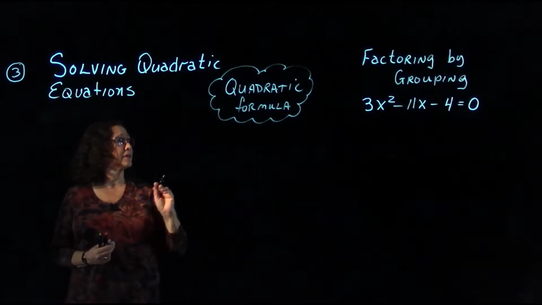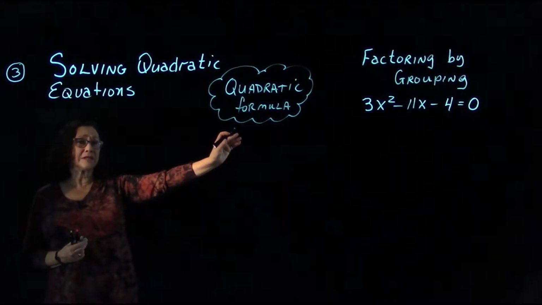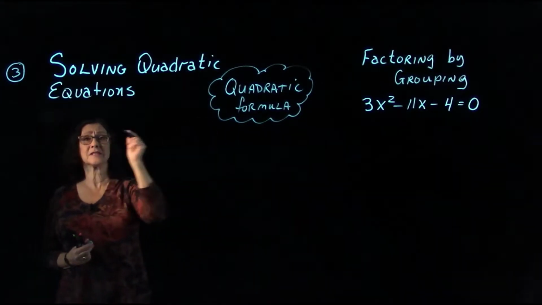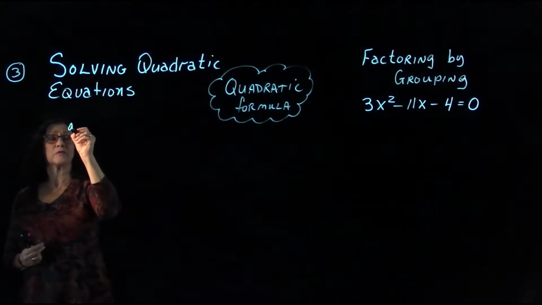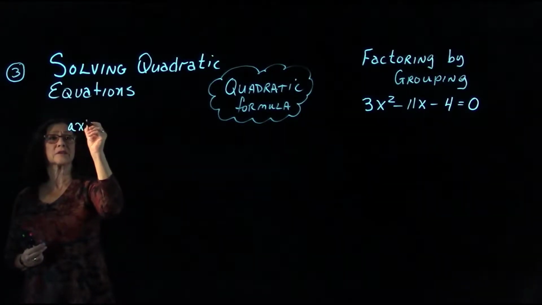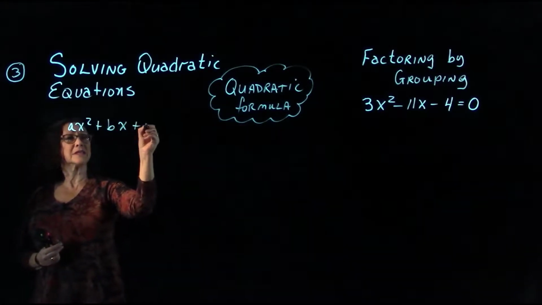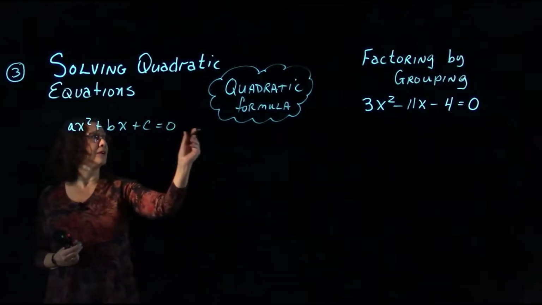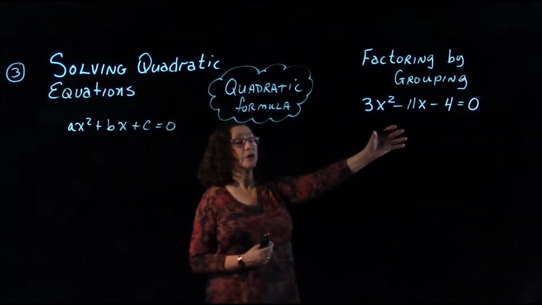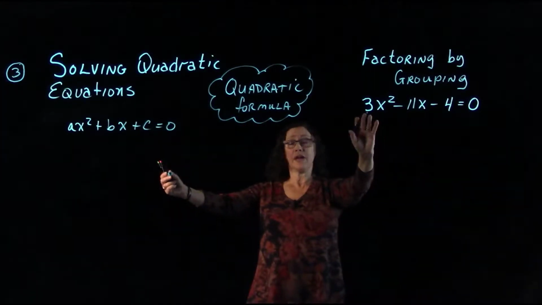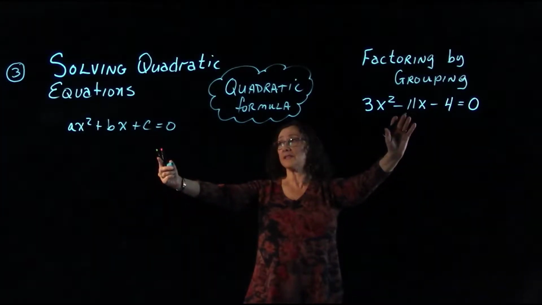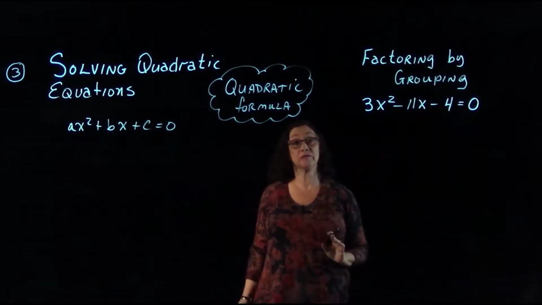The first thing you need to know is when we put an equation in standard form, the standard form for the equation is ax squared plus bx plus c equals 0. Which you can see we have our equation in this format where a is 3 and b is negative 11 and c is negative 4.